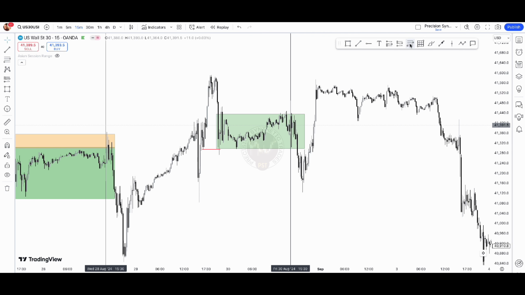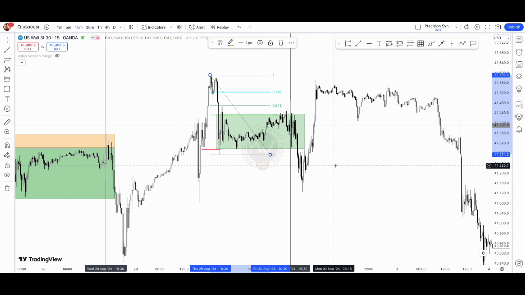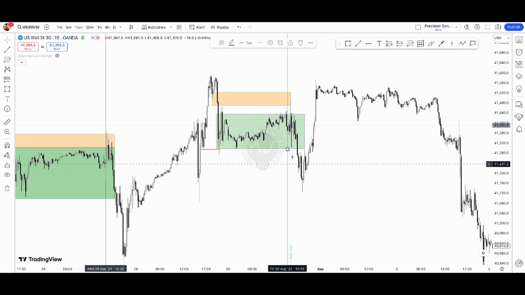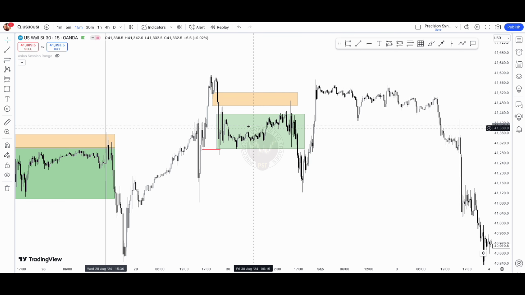So I'm going to draw my fib from this high to this low. I'm going to mark out my OTE level. That's going to be right there. Let's delete the fib. This is 3:30 open. Let's just move it. As you can see, price literally at New York open accumulated, manipulated into the OTE level.